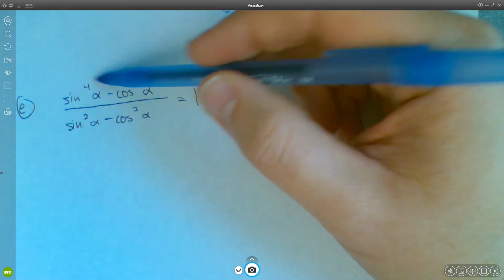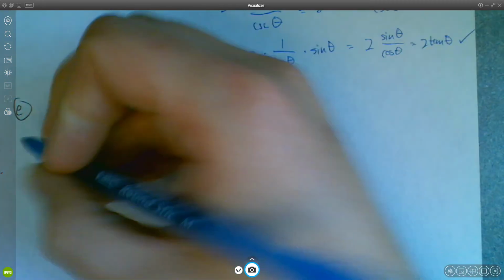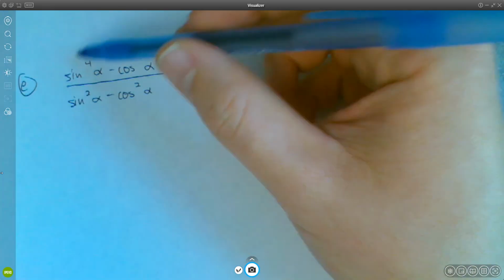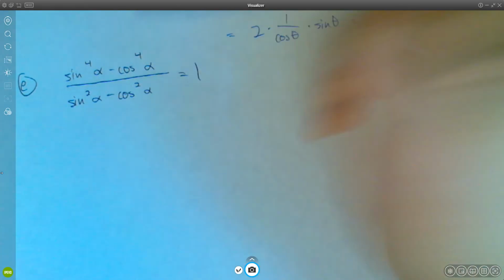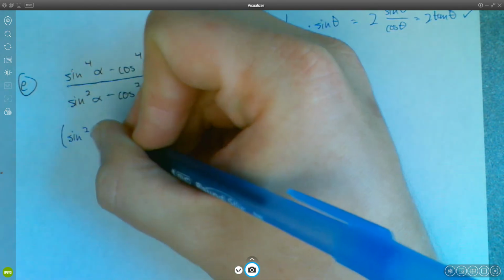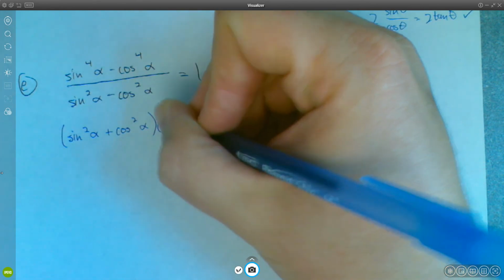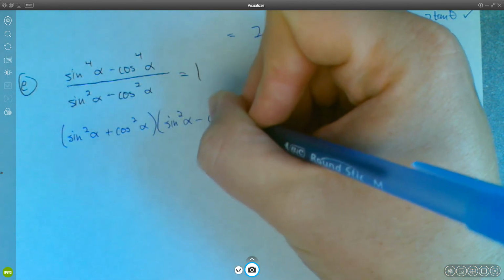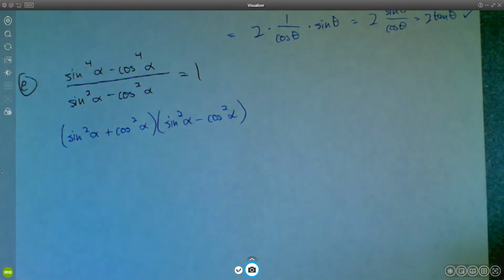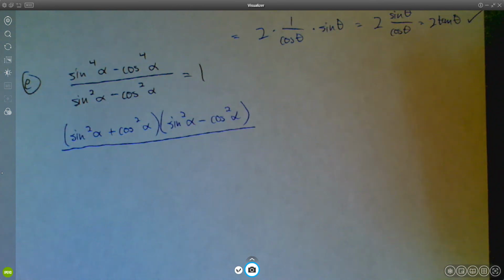But I can definitely factor those because this is a difference of squares, right? And so is the numerator. So let's factor. I'm just going to go ahead and factor this. So sine to the fourth alpha minus cosine to the fourth alpha. This is going to be sine squared alpha plus cosine squared alpha. Ooh, that's nice. Times sine squared alpha minus cosine squared alpha. Right? Difference of squares. In the denominator, I think I'm just going to leave this as sine squared alpha.